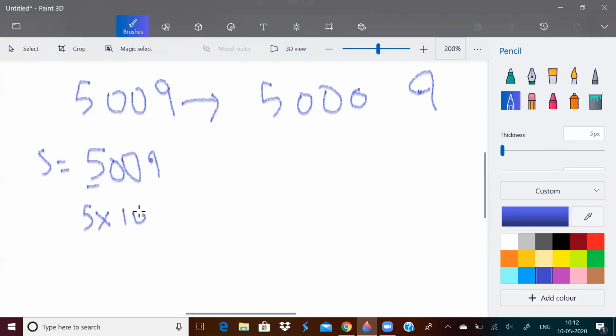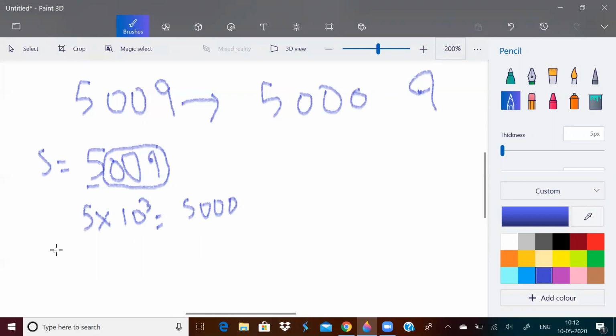With 10 to the power remaining length of the string. Exclude the first character. And what is the remaining length of the string? 3. So I'm going to multiply 5 with 10 power 3. I will get 5000. And now I'm going to delete the first element. I'm going to erase it.